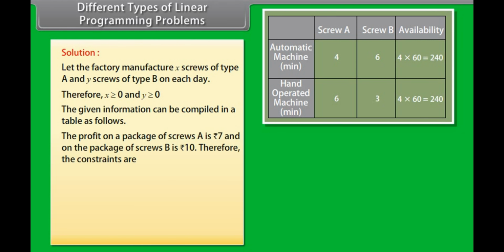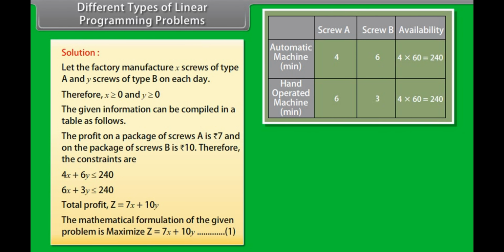The profit on a package of screws A is rupees 7 and on the package of screws B is rupees 10. Therefore, the constraints are 4x + 6y ≤ 240, 6x + 3y ≤ 240. Total profit Z is equal to 7x + 10y.